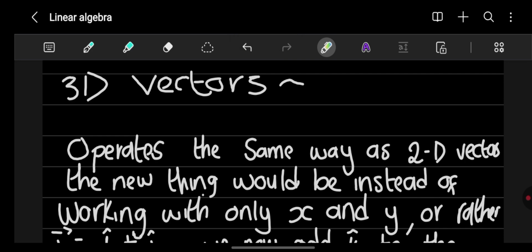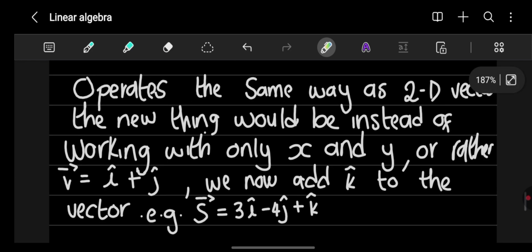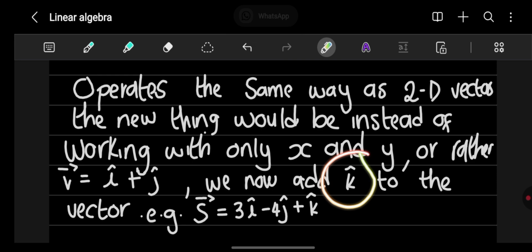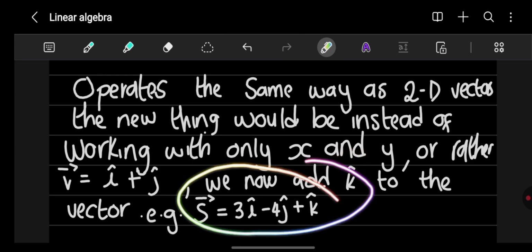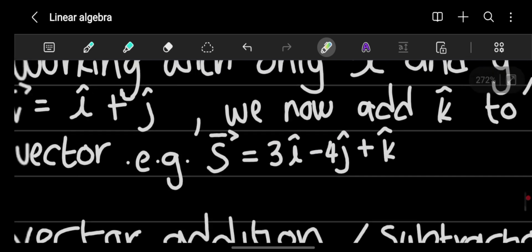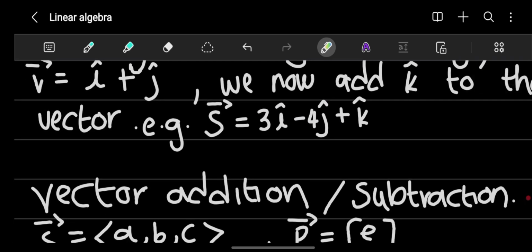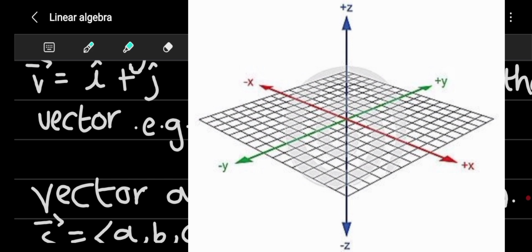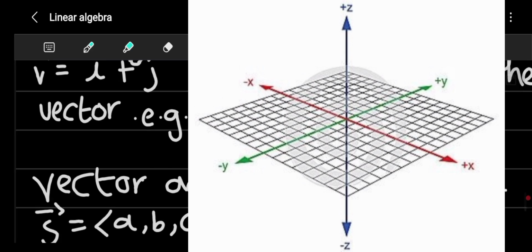So 3D vectors basically operate the same way as 2D vectors. The new thing here is that, instead of working with just x and y, or this kind of positional vector, we now add the unit vector k to a vector. For example, if you have vector s and you have something like this. Before we would just have the unit vectors i and j, and now we have k. I forgot to paste in a picture of what a 3D vector might look like, but I'm going to try to show it here on the screen somewhere.